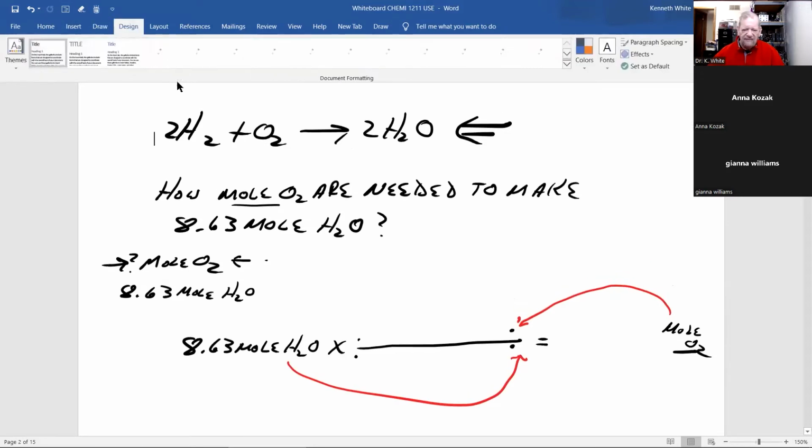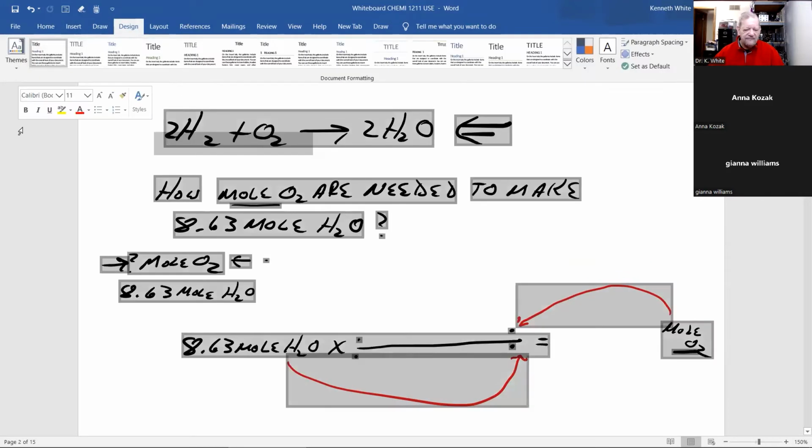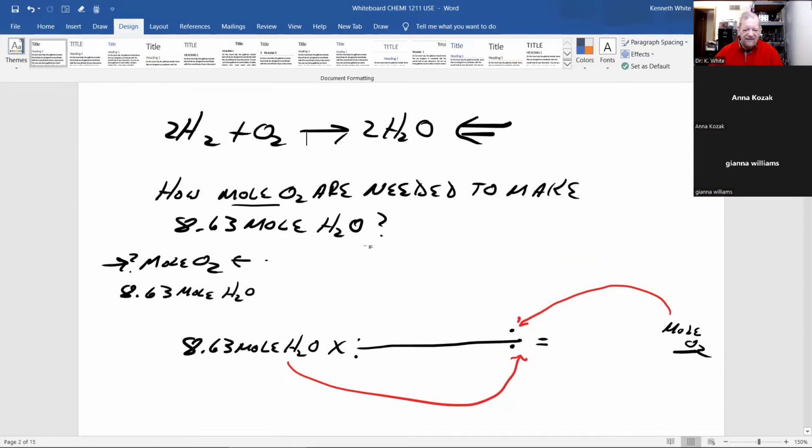And now, all right, hold on. There we go. Sorry about that. I'll write in the units, moles O2, moles of water. And where do I get these numbers? From the balanced chemical equation.